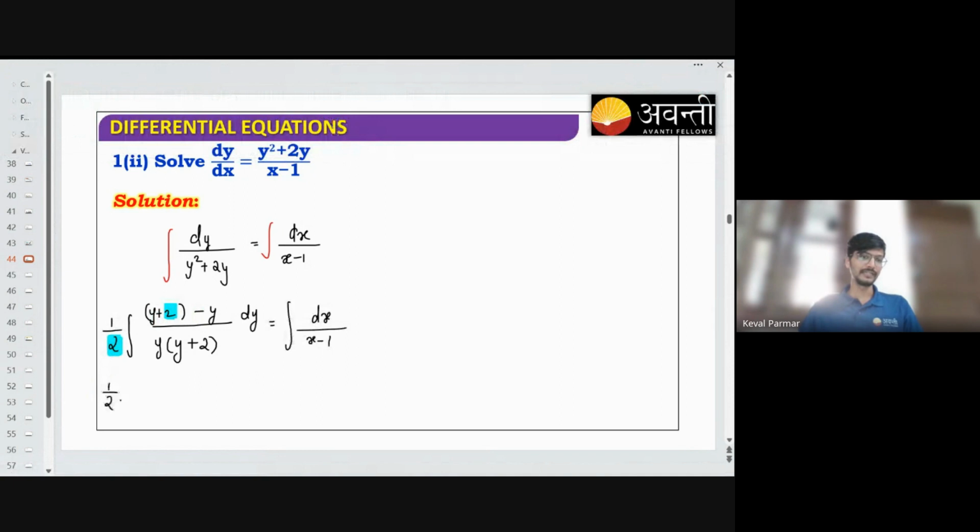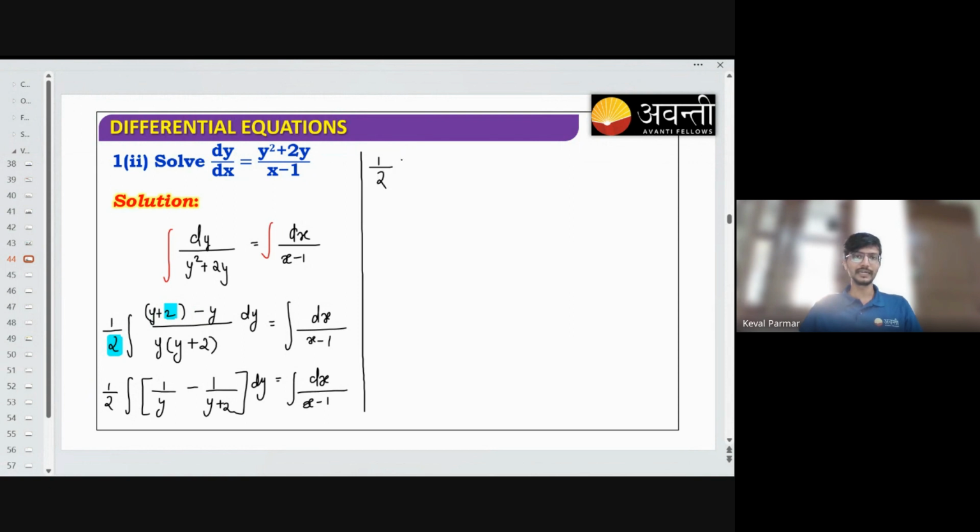Now on the left hand side, what can I do? I can split the denominator with the numerator. So I'll get integration of 1 upon y minus 1 upon y plus 2 dy is equal to integration of dx upon x minus 1. So all the integrals are easy. So I'll get half, what is integration of 1 upon y? ln y minus ln y plus 2 is equal to ln x minus 1 plus c.